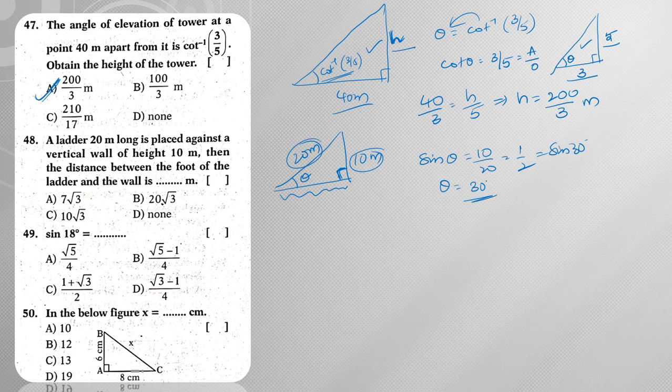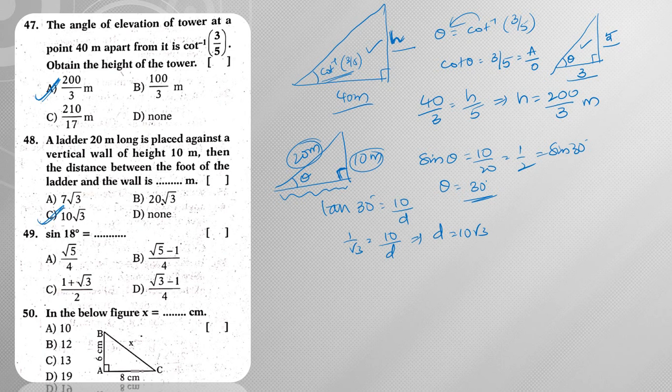Now I need to find the adjacent, so directly I can apply tan 30 degrees. So tan 30 degrees is equal to 10 by that distance. Now tan 30 is 1 by root 3, so 1 by root 3 is equal to 10 by d. When I do cross multiplication, d is equal to 10 root 3. Hence the answer is 10 root 3.